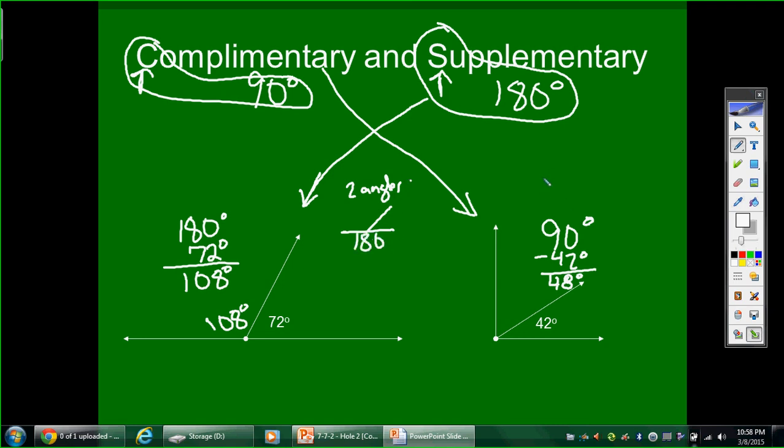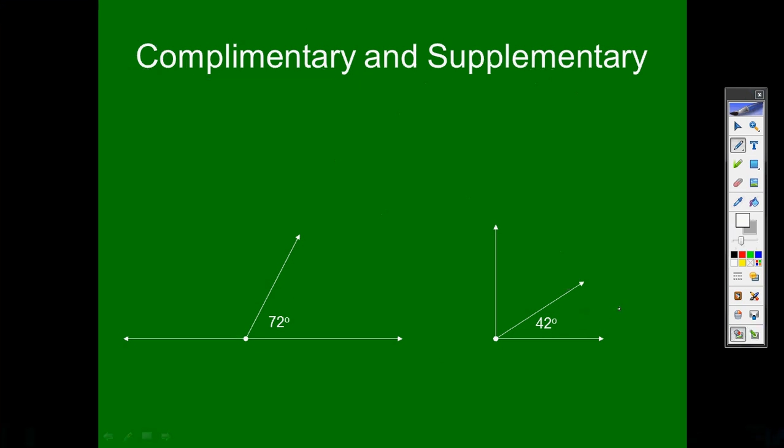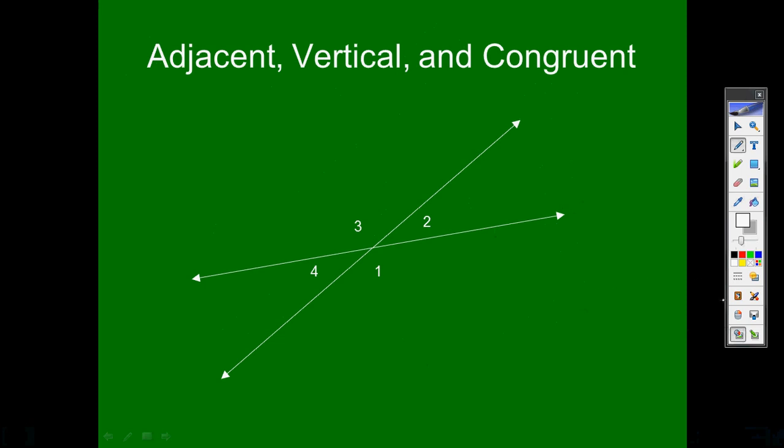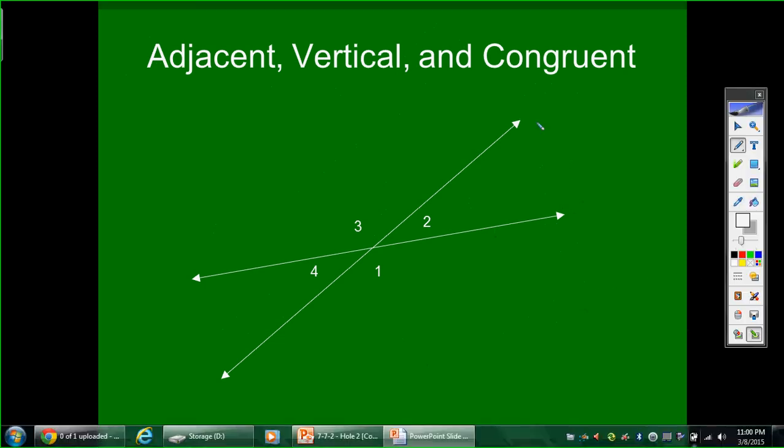And complementary would be two angles that add up to 90 degrees. Adjacent, vertical, and congruent angles. I'm going to start with congruent. Congruent are two angles that are exactly equal to each other.